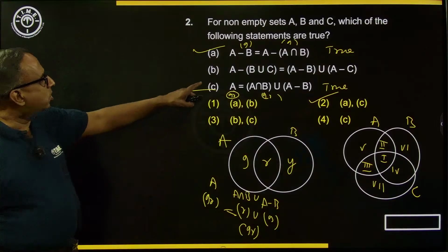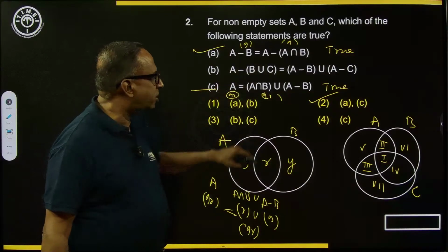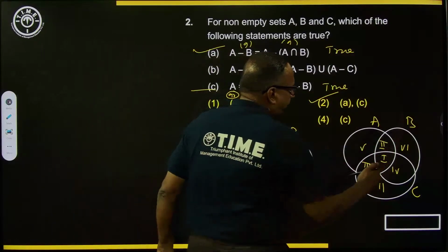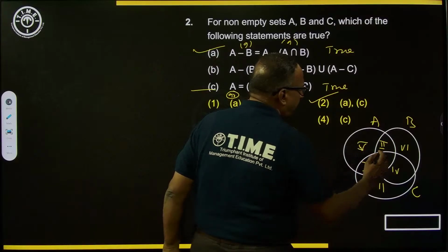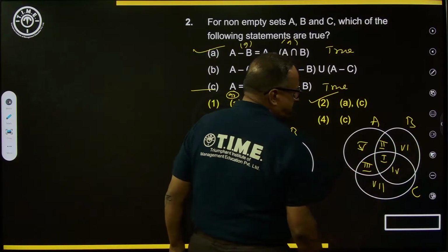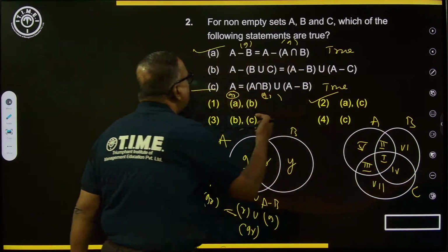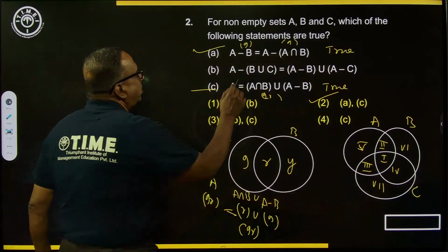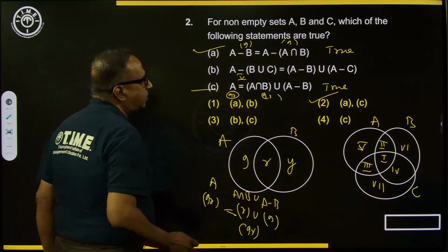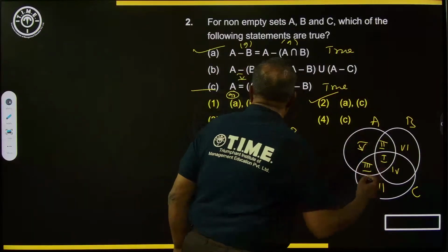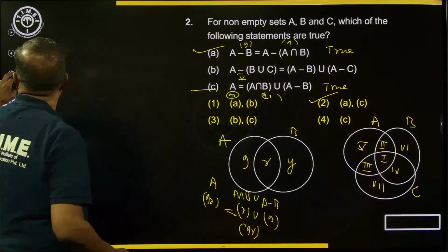Okay. So A, what is A minus B union C? B union C is made of what? B union C means B and C together. So this is being removed from A. So what will happen? You only get region number 5. So please understand, B union C is out.